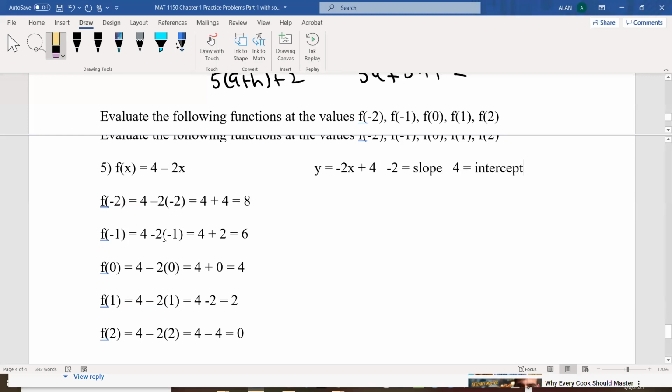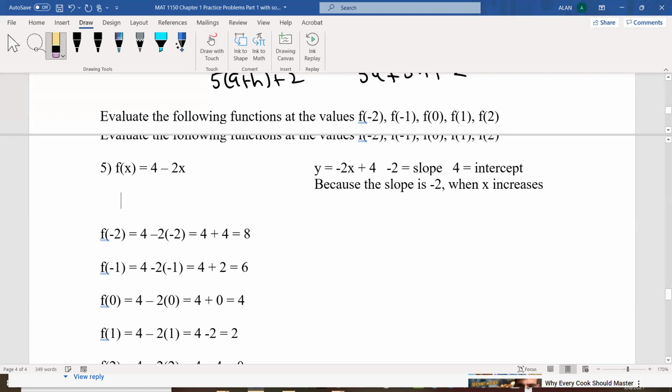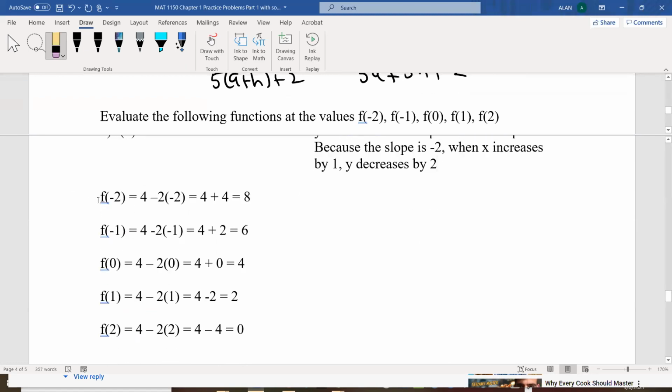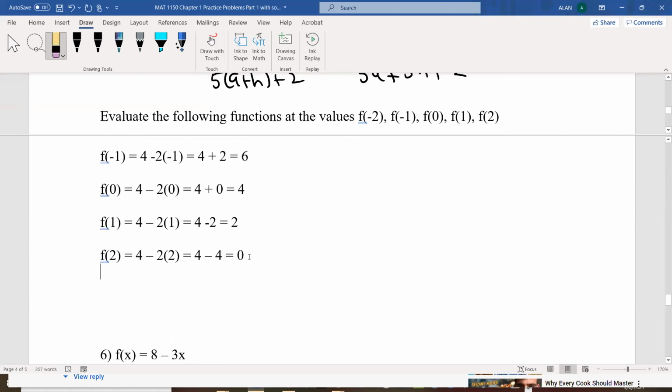So in other words, the slope is -2. When x increases by 1, y decreases by 2. And that's why this is happening. So you notice I keep adding 1 to the x, and the result keeps shrinking by 2. So if I asked you for f of 3, you wouldn't even have to do the calculations. You could see that it's simply going to be -2.